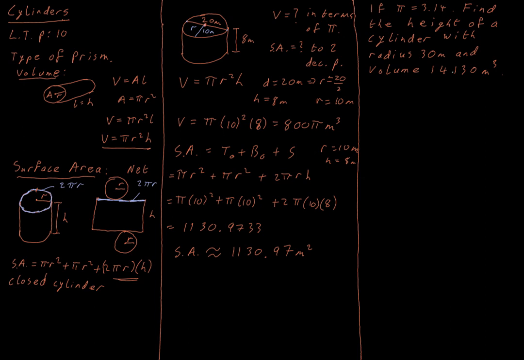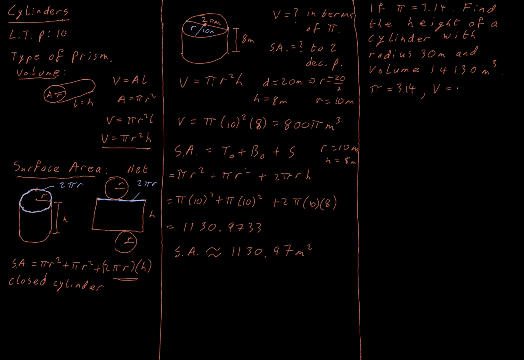And then if we're given the information in a slightly different way and we need to go back and find a height or a radius, we're going to do very similar work. So if pi is equal to 3.14, so that's what my pi value is going to be when I put it in my calculator, find the height of the cylinder with radius 30 meters and volume of 14,130 meters cubed. So let's write down the information I've got. I have pi is equal to 3.14. I have a cylinder.